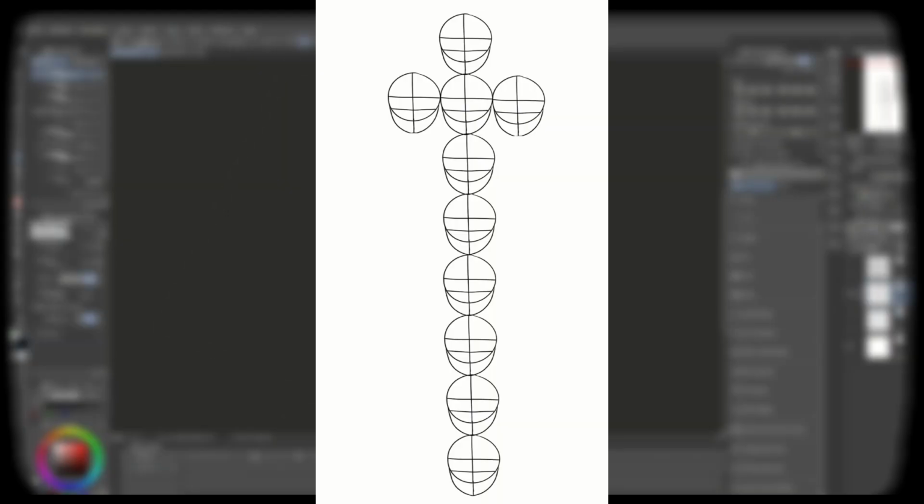Now for the shoulders, we can use a 3 head width for males, so 1 head on each side, and then 2.5 for women, so that is 3/4 of a head on both sides, and then a 2 width for children, usually just having half a head on each side for shoulder width.